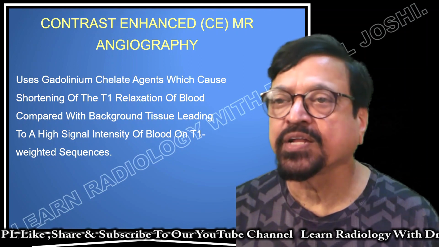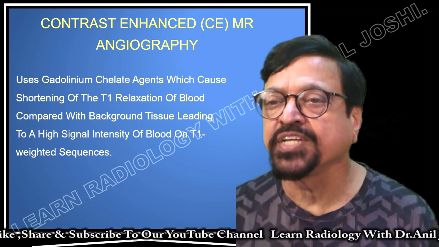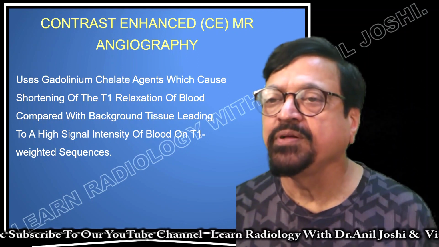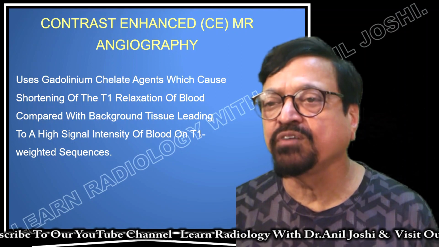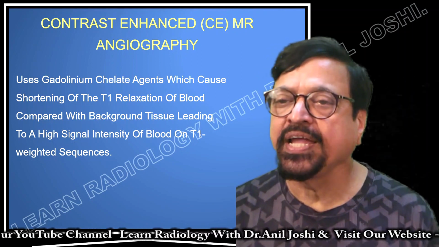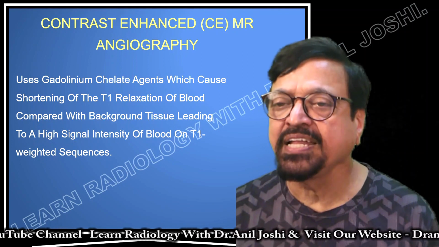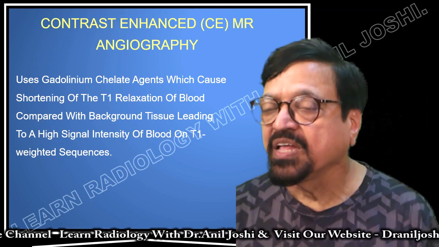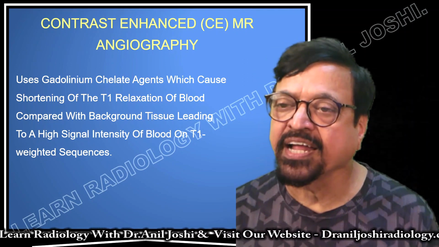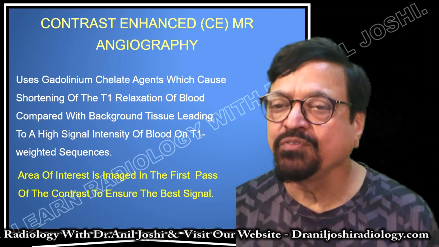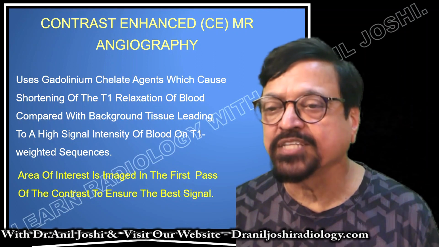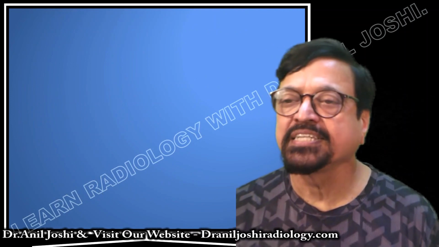Then what about contrast if we perform the test using gadolinium? What is gadolinium? Gadolinium is a chelating agent which causes shortening of T1 relaxation of the blood compared with the background tissues, leading to a high signal intensity on T1 weighted sequences. All the physics behind gadolinium we have discussed in the contrast topic of MRI. Do visit our channel for the same. Then the area of interest in imaging is the first pass of the contrast to ensure the best signals.